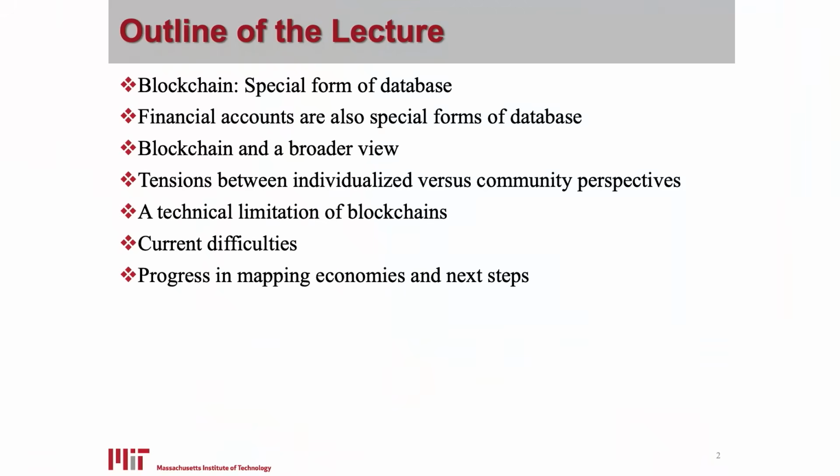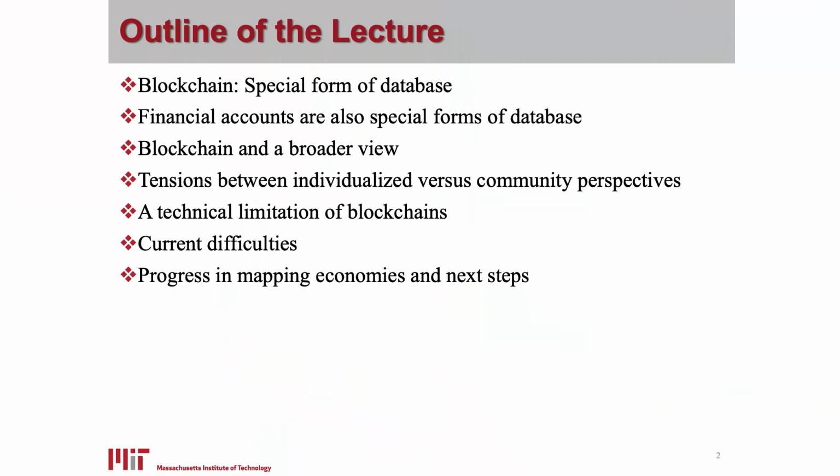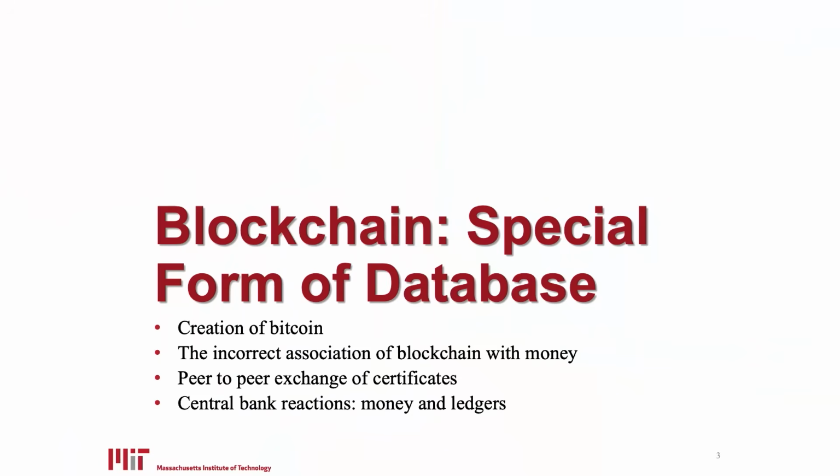So this is an outline of what we're going to do. Talk about blockchain as a database, talk about the financial accounts, take a broader view of the blockchain, this tension I mentioned last time between individual and community perspectives, then some technical limitations of blockchains, also reflected in current difficulties, and some progress in mapping economies and next steps. So that's the overall outline of the lecture. And then we have the individual sections within.